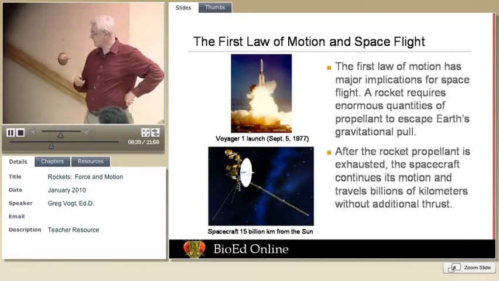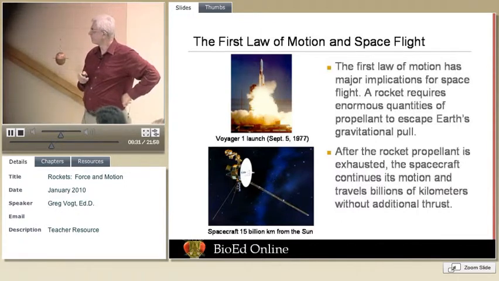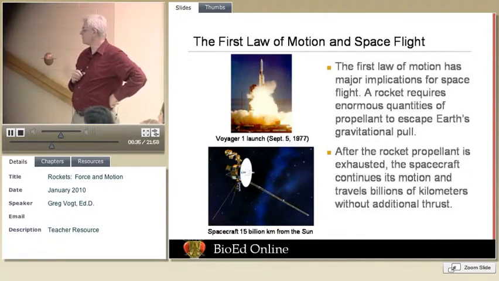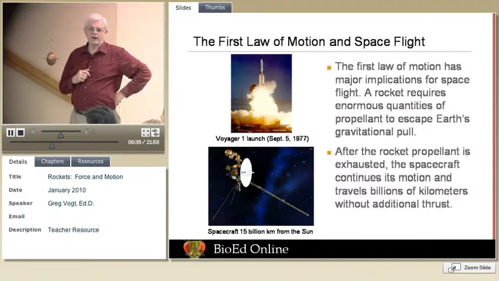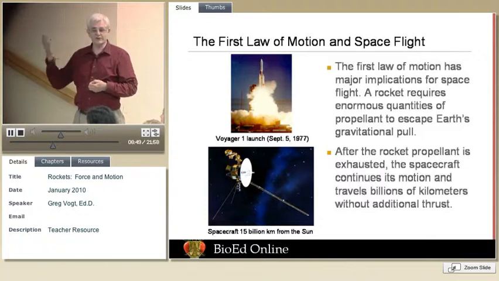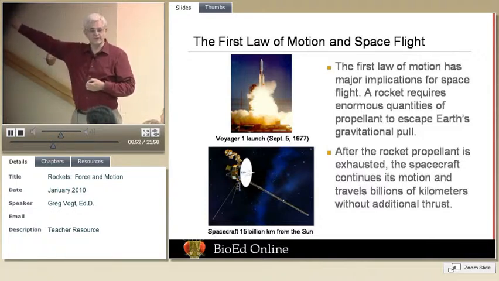Okay, Voyager 1 launched in 1977. The spacecraft is still traveling today. It's more than 15 billion kilometers from the Earth. It's going 17 kilometers a second. And all of the propulsion, all the power used to move this rocket was expended on the first day of launch. After that, in space, because of its inertia, it's been coasting ever since.